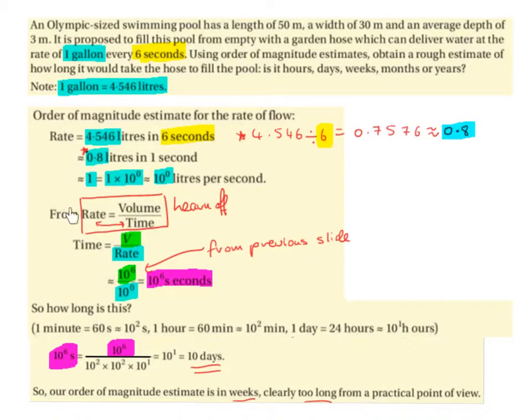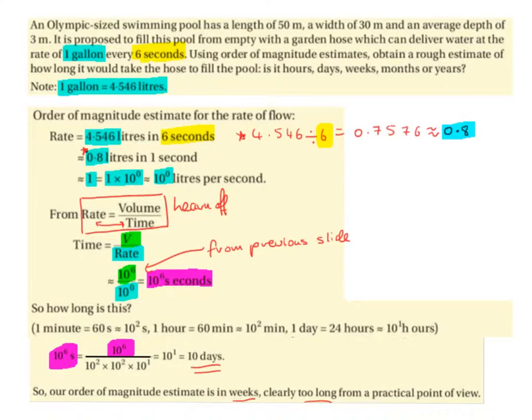So from our formula for rate of flow, which is volume divided by time, we swap the rate and the time. We basically solve for time. We get time is equal to volume divided by rate. The volume is 10 to the power 6. This is on the previous slide. And the rate is 10 to the power 0, which we got from up here. 10 to the power 6 divided by 10 to the power 0 is still just 10 to the power 6 seconds. So how long is this?